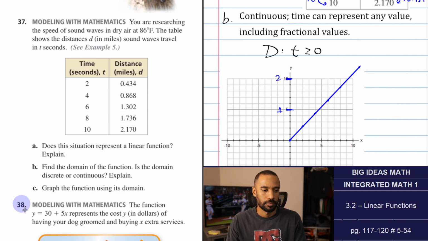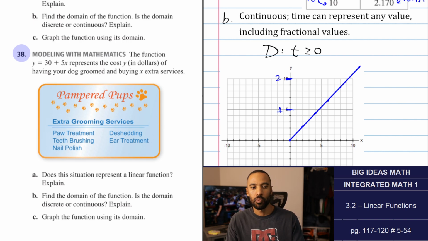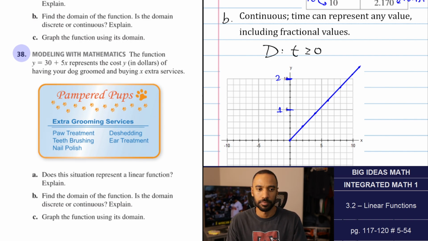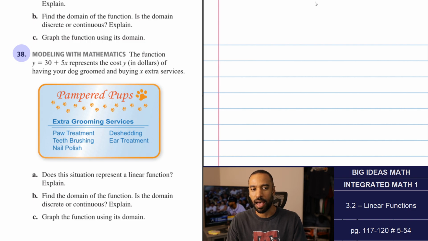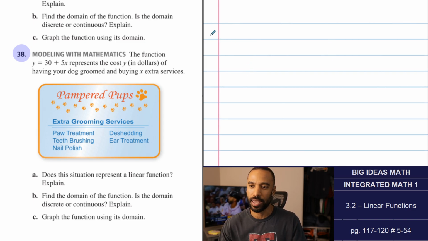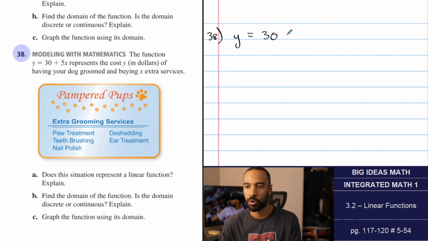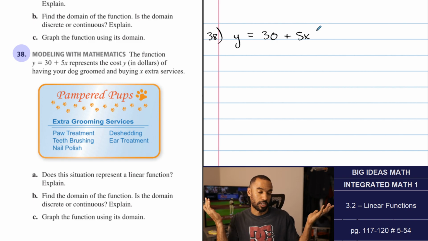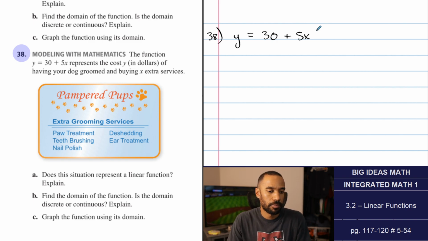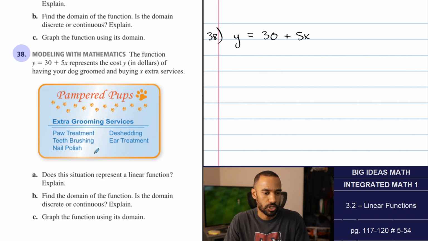Okay, number 38. Modeling with mathematics. The function y equals 30 plus 5x represents the cost y in dollars of having your dog groomed and buying x extra services. So to me, when I hear that, as far as interpretation goes, I'm thinking that it costs $30 to have my dog groomed. And then I spend $5 per extra service here in this set. You can also rewrite this as y equals 5x plus 30. Here are the different kinds of extra grooming services. Oh, you get your dog's nail polished.